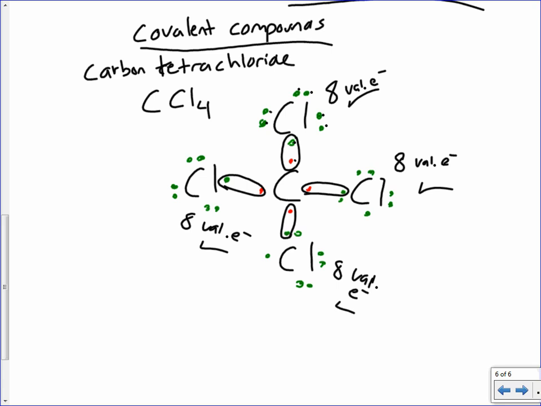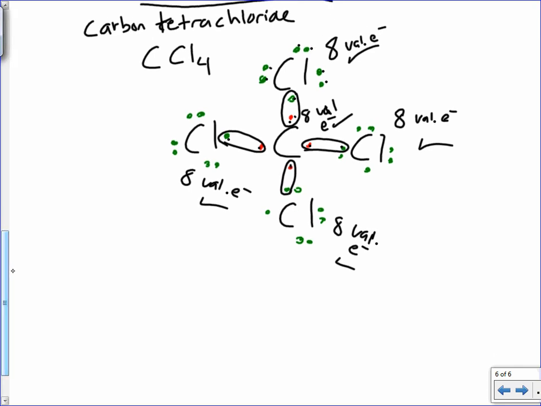Let's count carbon. 1, 2, 3, 4, 5, 6, 7, 8. Carbon also has 8 valence electrons. So this is why covalent bonds happen. Okay, 5 different atoms here in this compound were able to all fill their valence shells at the same time. Pretty cool. So this is pretty nasty though, what we have here. It's not very pretty to read.